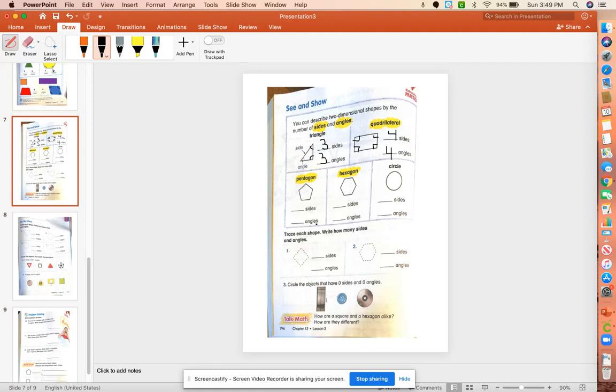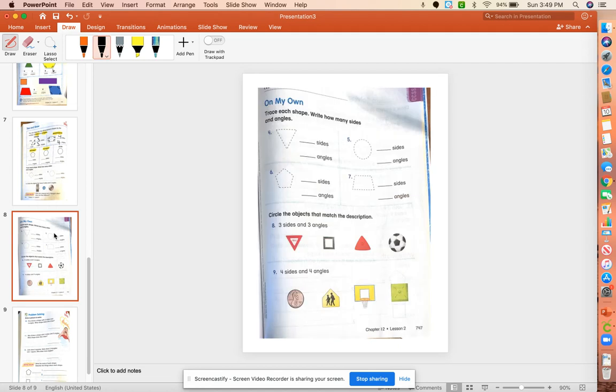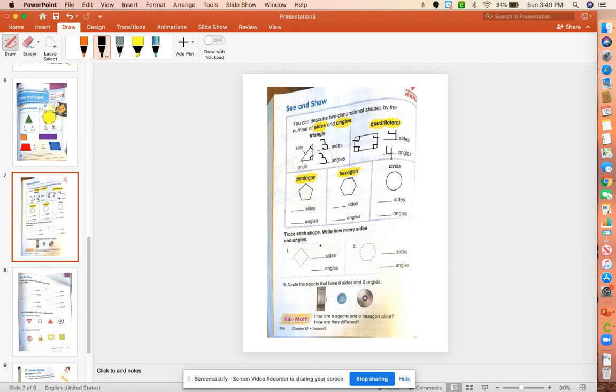I'd like you to try these next 3 on your own and see how they go. I also think that you can do these 1, 2, and 3 on your own, as well as 4, 5, 6, 7, 8 and 9. So let me just read the directions. Here you're going to trace them and tell me how many sides and angles. Here you're going to show me which ones have 0 sides and 0 angles.